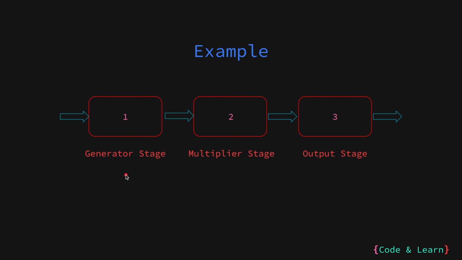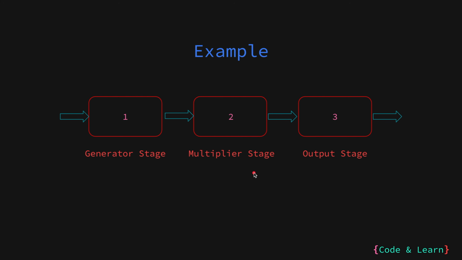Here the first stage is the generator stage. That is, it will take some data and put it on a channel that can further be supplied to the multiplier stage. The multiplier stage will take data from the channel and multiply it with a provided multiplier. Then the final stage is outputting the data. So this stage could be responsible for outputting data to the console or writing to a file.